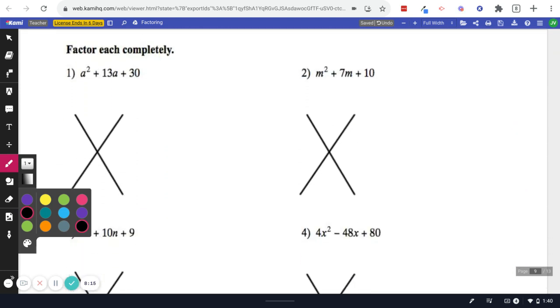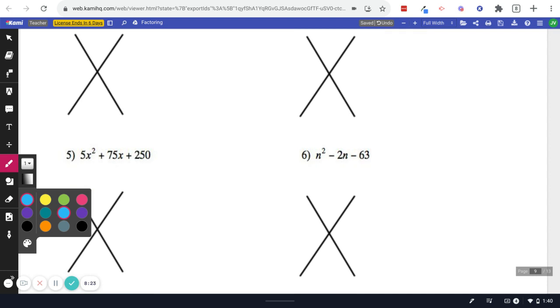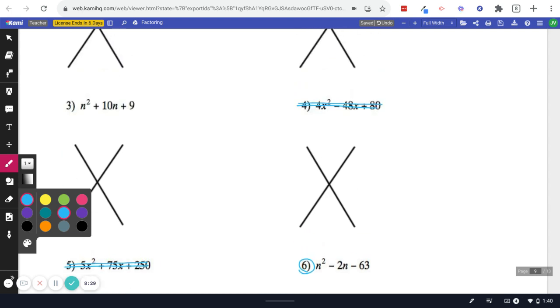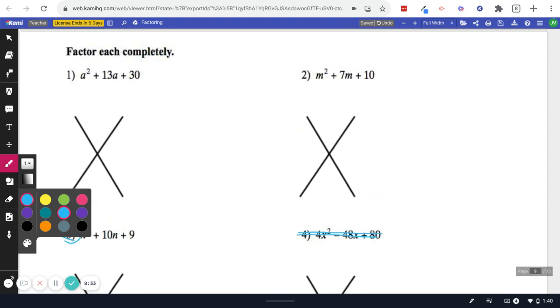I think we should cross out number 4. I don't like it. I do, but I don't. And I think we should cross out number 5. And we should do number 6, number 3, and number 2. We can cross out number 1. Or you can do it. It's up to you. Here we go.